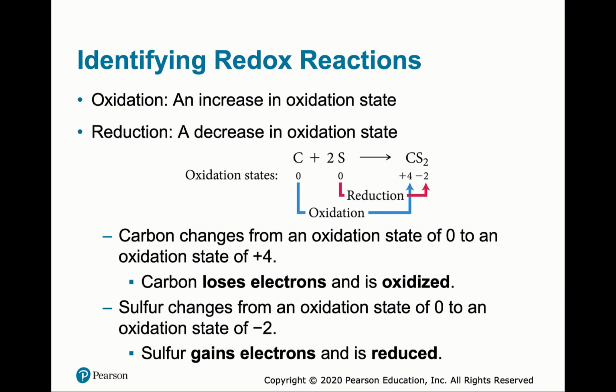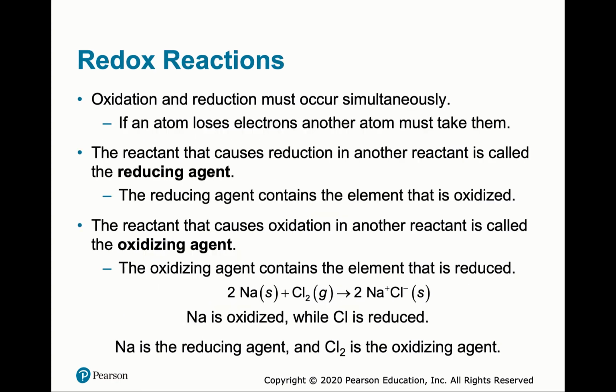So the oxidation state is just a way of keeping track of where the electrons go. In this case, we're saying that the electrons are going from carbon and they're moving over to sulfur, although in a molecule they're actually all sharing them, but this is one of those unequal sharing. And carbon is oxidized, it loses electrons. Sulfur gains electrons, it is reduced. And the oxidation reduction reactions have to happen simultaneously. If one atom loses electrons, the other atom has to take them in.